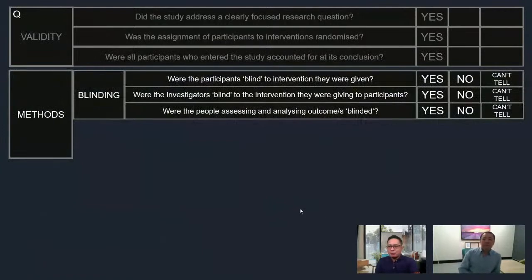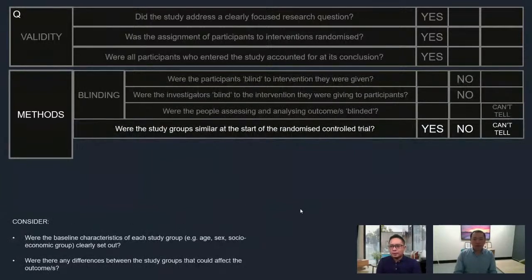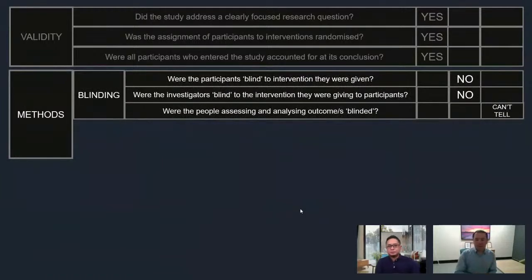Now, I suppose we can move on with some methods, of course, for the blinding, if I'm not mistaken. So, the question here would be, were the study groups similar at the start of the randomized controlled trial? Yes. Oh yeah, okay, so I will read out the blinding. In terms of blinding, were the participants blind to the intervention? No.